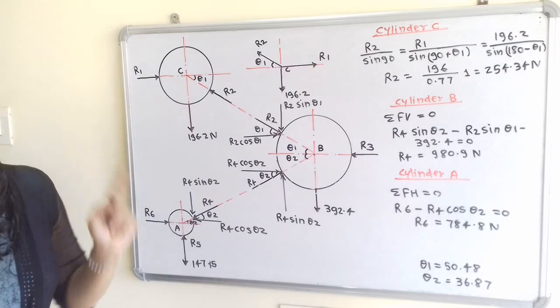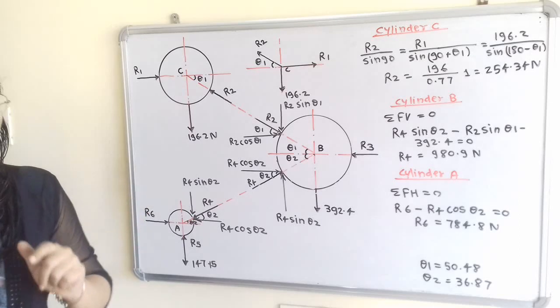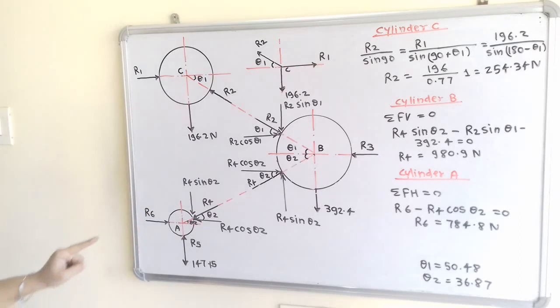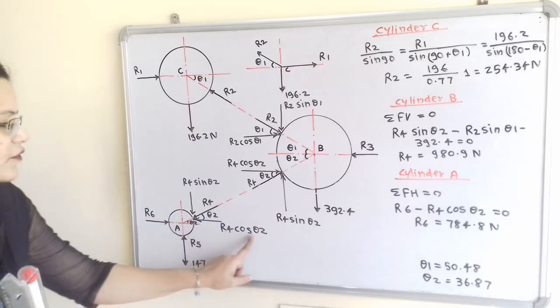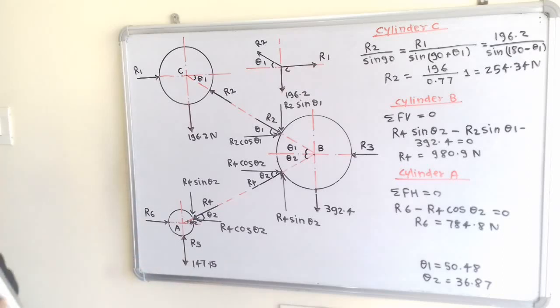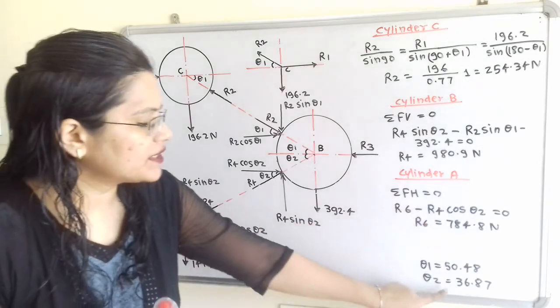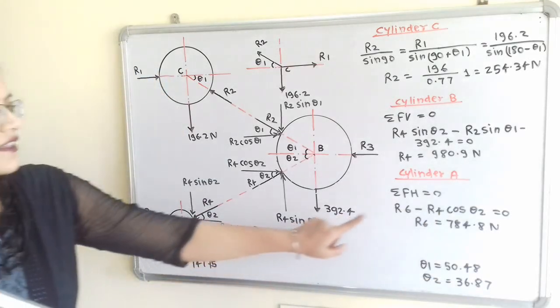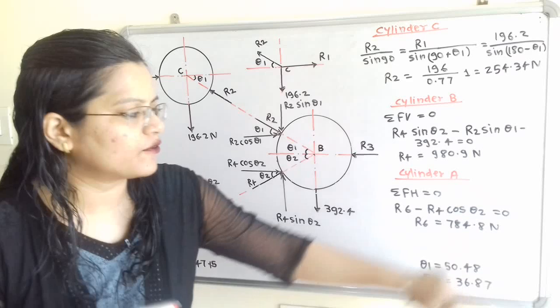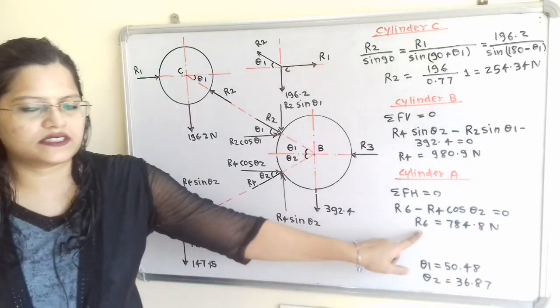Now we have to find out R6, which is the force in horizontal direction. So we will take summation of all horizontal forces is equal to 0. So we will take R6, which in direction is towards right hand side, and R4 cos of theta 2, direction is towards left hand side. So R6 minus R4 cos of theta 2 is equal to 0. And when we put the value of R4 and theta 2 is 36.87, then R6 is equal to 784.8 Newton, and this is the answer.